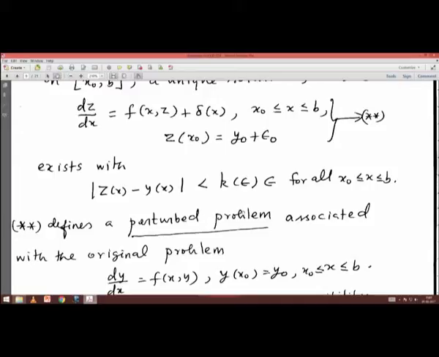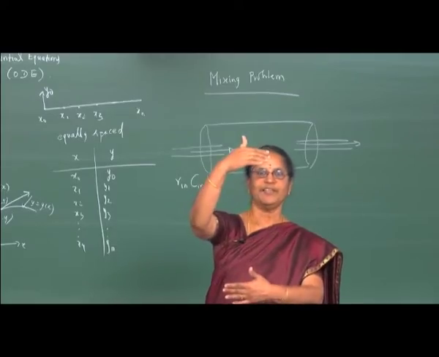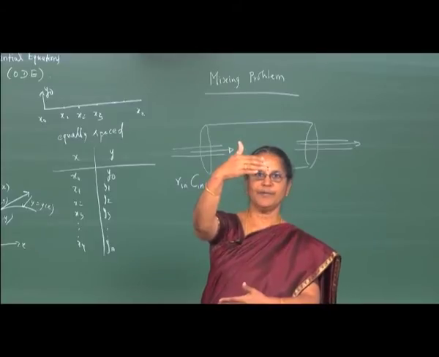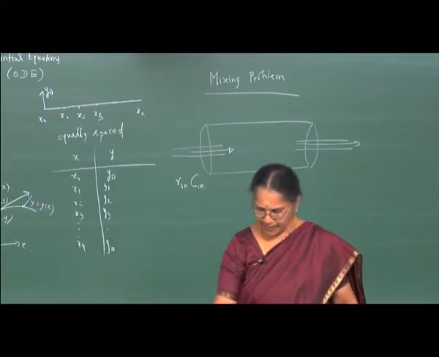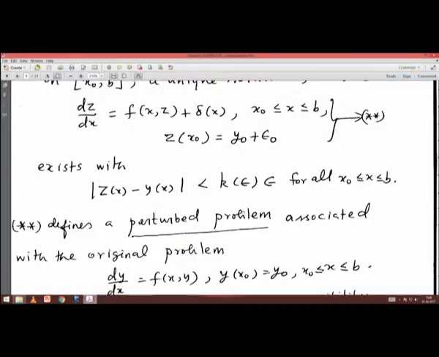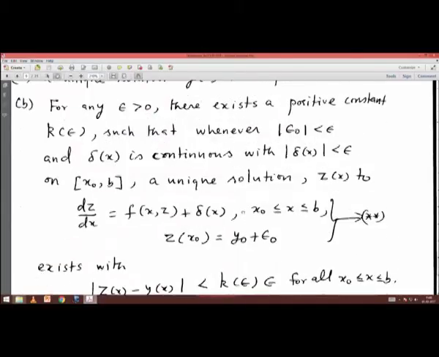In addition, not only is the differential equation perturbed, there is also a change in the initial condition. z at x naught satisfies the condition that it is y naught, which is y at x naught, plus a small increment which is epsilon naught. So, now I have two problems, the original problem and another problem which is a perturbed problem of the original problem, where there is a perturbation delta of x to f and epsilon naught to y naught in the initial condition. So, what does the definition say?